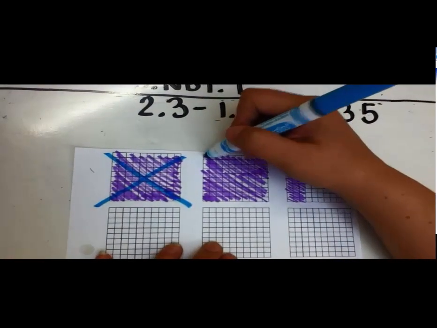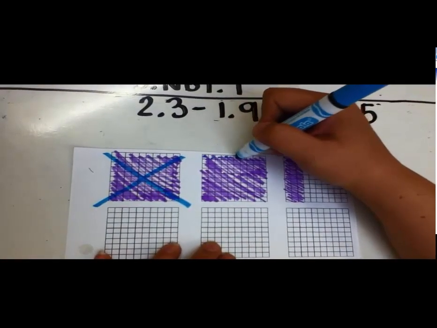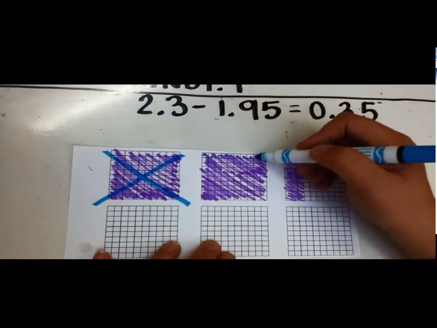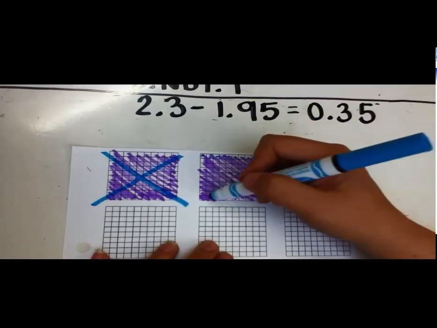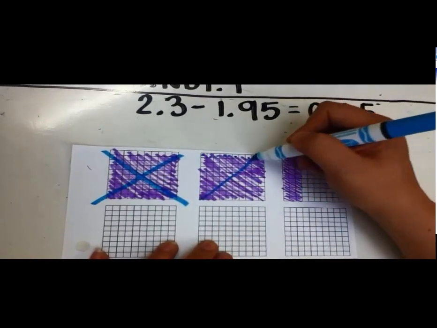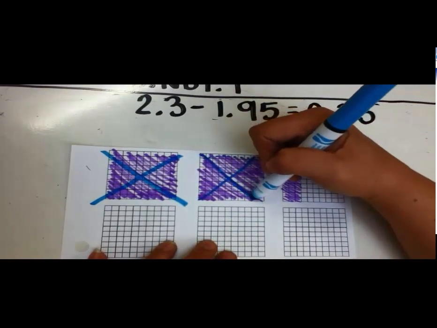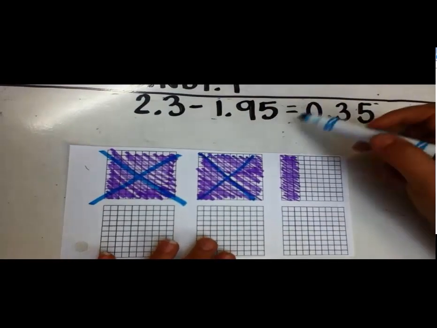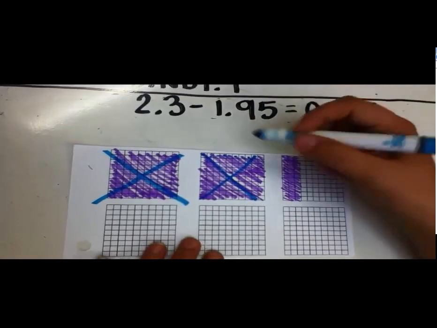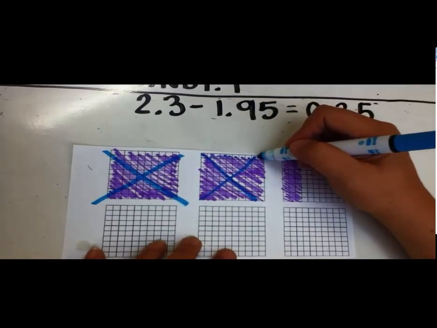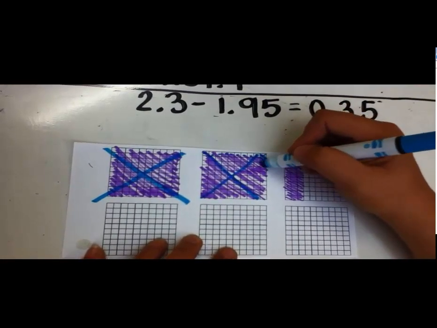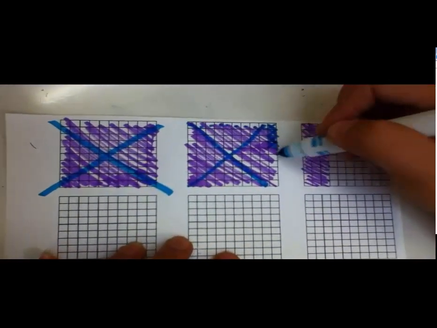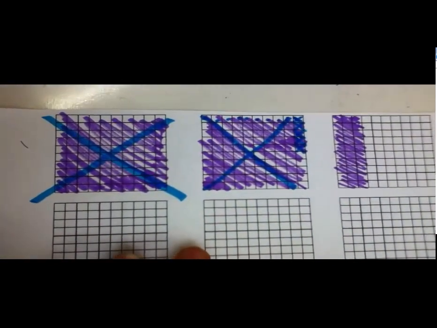So I would count here 1, 2, 3, 4, 5, 6, 7, 8, 9. That would be representing 9 tenths here. So I would cross out those 9 tenths. And then what I have left to subtract are 5 hundredths. So I would cross out 5 of these hundredths. 1, 2, 3, 4, 5.